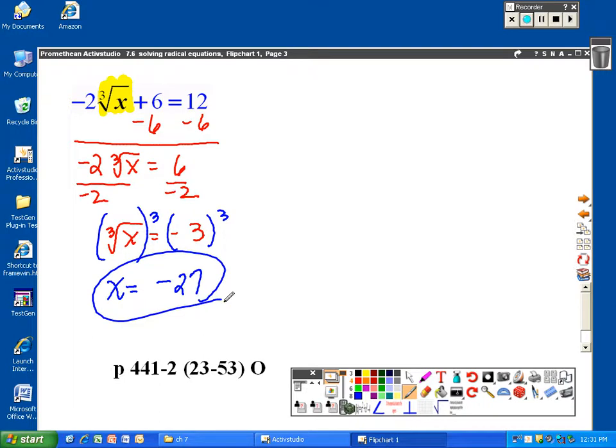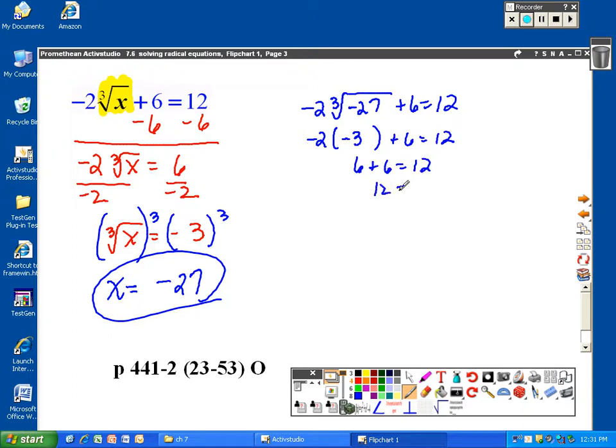So if we double check this, negative 2 times the cube root of a negative 27 plus 6 equals 12. A negative 2 times cube root of a negative 27, negative 3, plus 6 equals 12. 6 plus 6 equals 12. Yes, it does. 12 equals 12. So it checks out. So the cube root does not matter. So give these a try, and we'll go through them tomorrow.